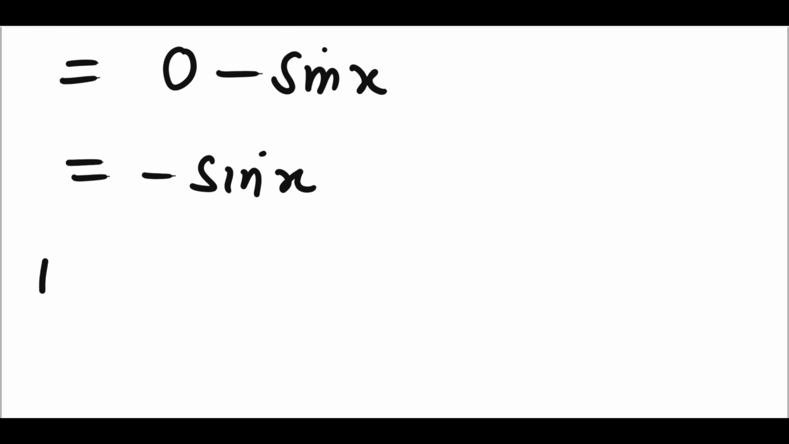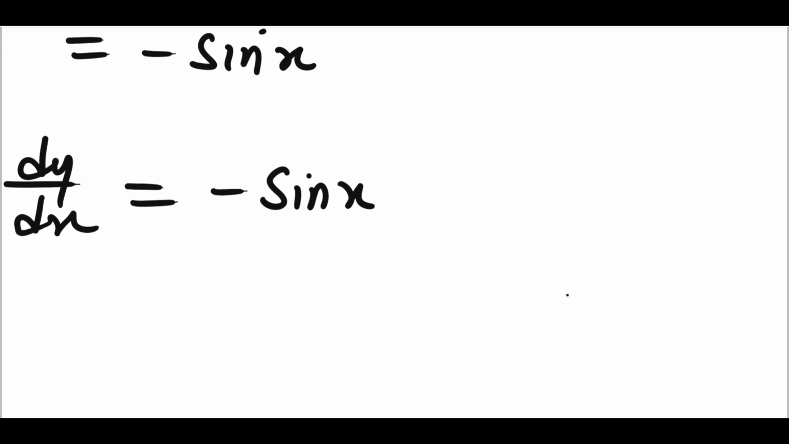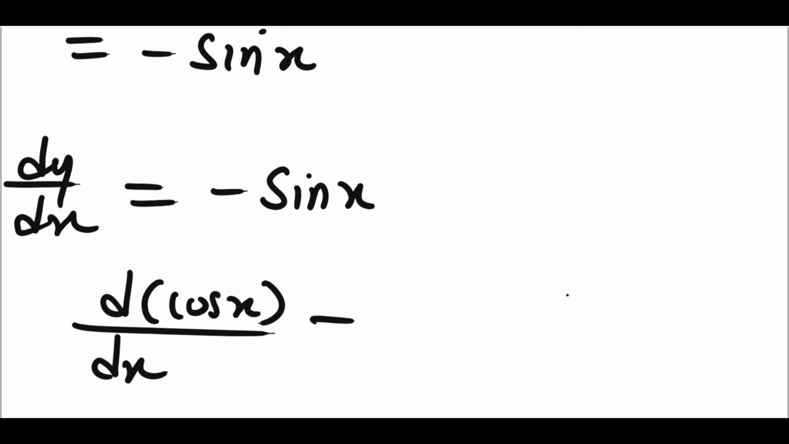So we conclude that dy/dx is equal to negative sin x. Anytime you are differentiating cos x with respect to x, you are going to get your result to be negative sin x.